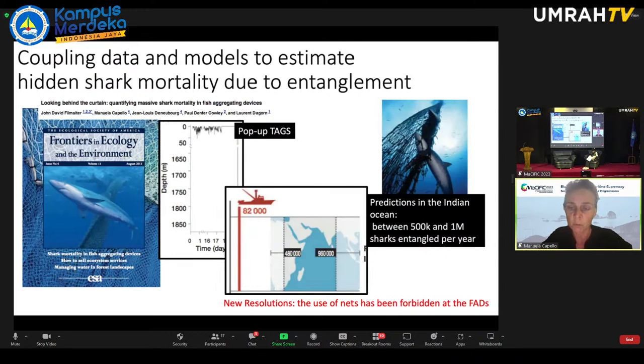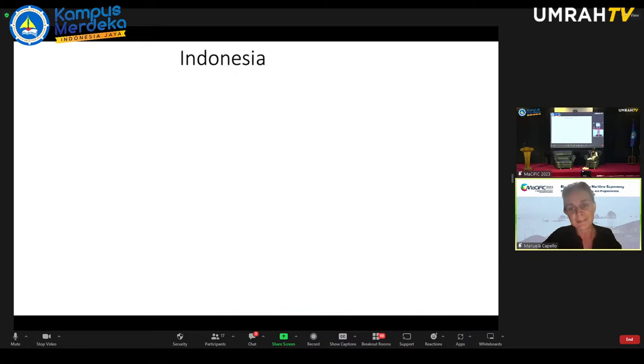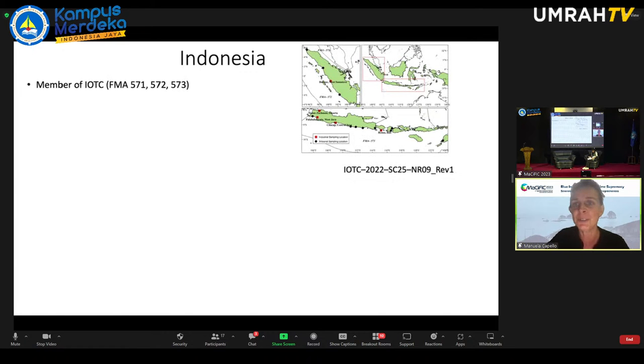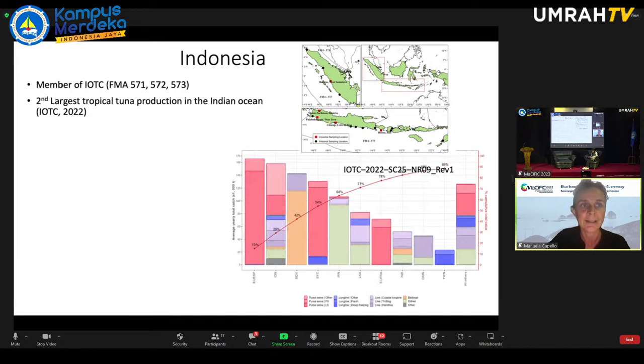And thanks to this study, there were new resolutions that banned the use of nets in all the tuna regional fishery management organizations. So now let's conclude with Indonesia. Indonesia is a member of IOTC in three different fisheries management areas. It is the second largest tropical tuna producer in the Indian Ocean after EU Spain.